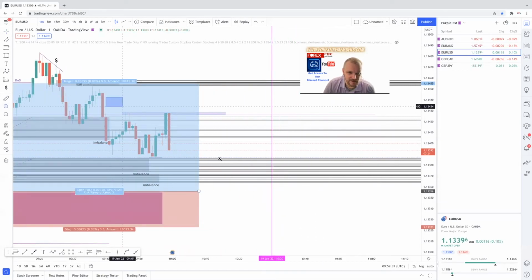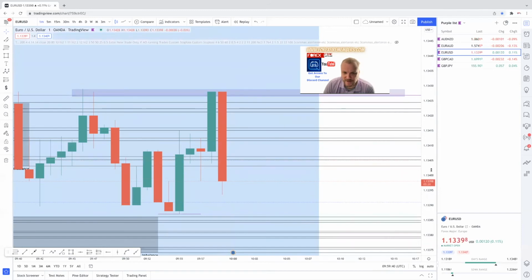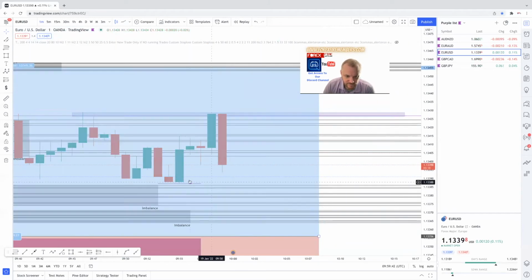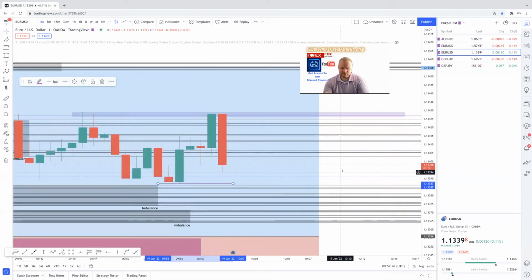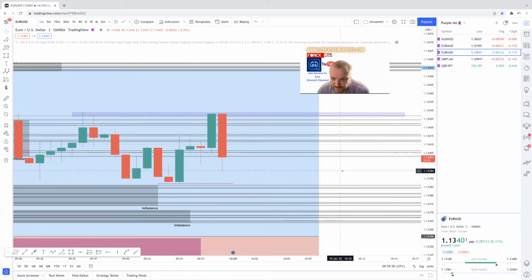Let's just make this a little bit better. Will it attack this area here? Just 8 seconds left of the candle.